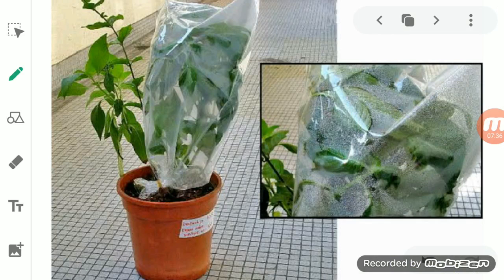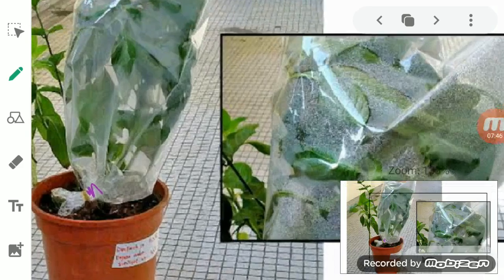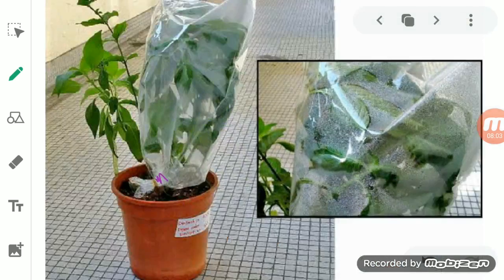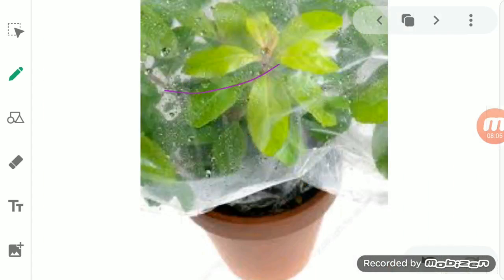You can see here in this picture, at first this portion is covered with a polythene bag, and we seal it. Then after some time, what you will observe is that the polythene bag has a number of water droplets on the inner side. A number of small water droplets will be present on the inner side of the polythene bag.